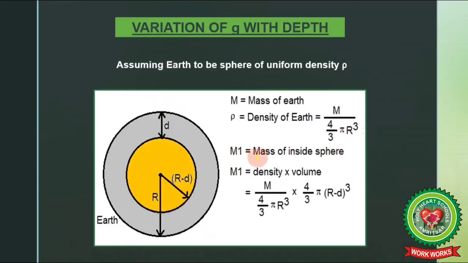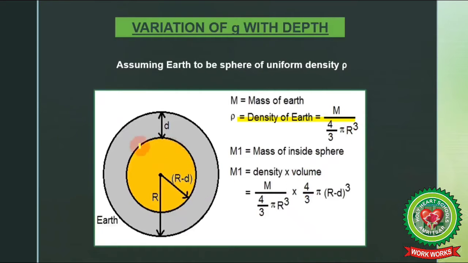Now if M1 is the mass of the inside sphere, at a distance d from the surface, the mass of this smaller sphere, that is M1, is equal to density into volume. Why? Because density is equal to mass upon volume. Therefore mass is equal to density multiplied by volume. Now again, as density is the same throughout the Earth, we consider it uniform density. So we can take it as M divided by 4/3 πR³, which is derived from this equation. Alright, multiply by volume.